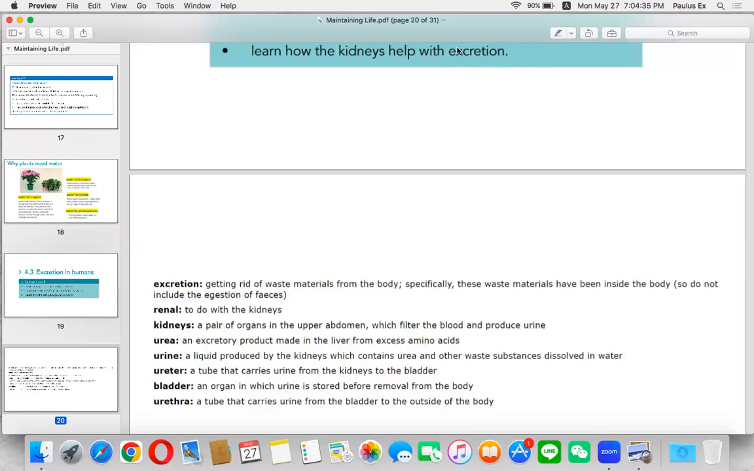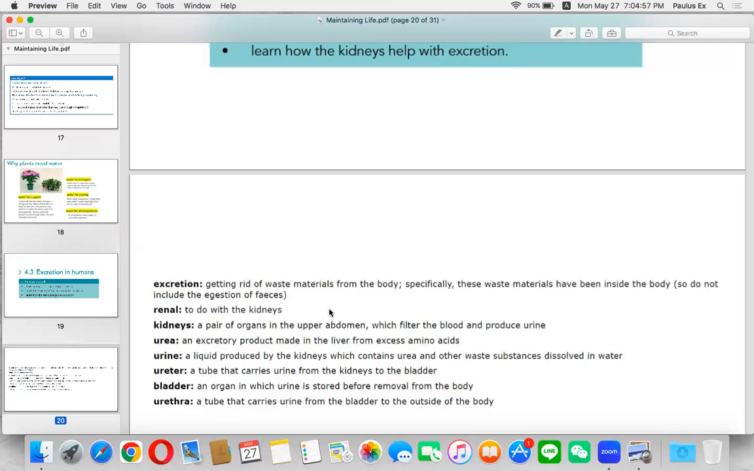When you pee, the water will exit from your body. We call it urine. And then the ureter is a tube that carries urine from the kidneys to the bladder.